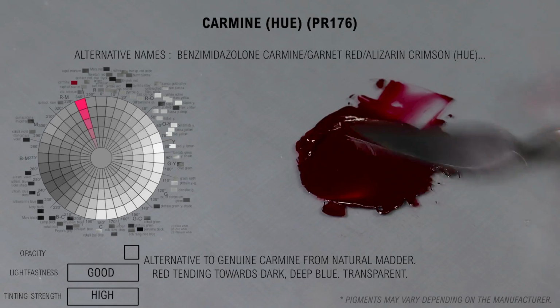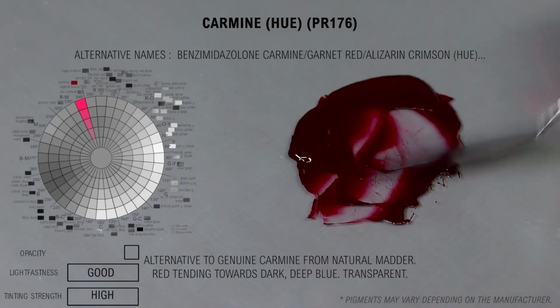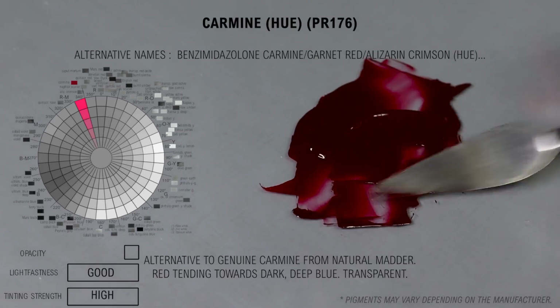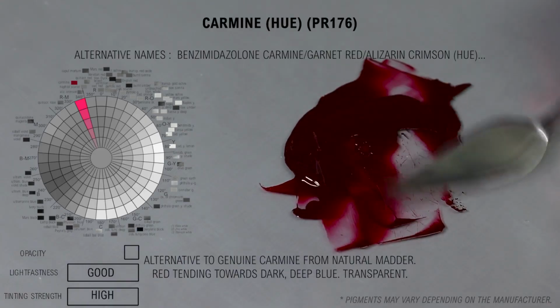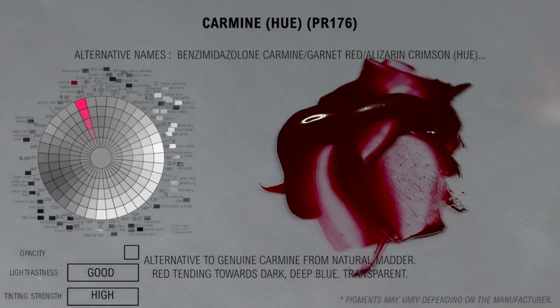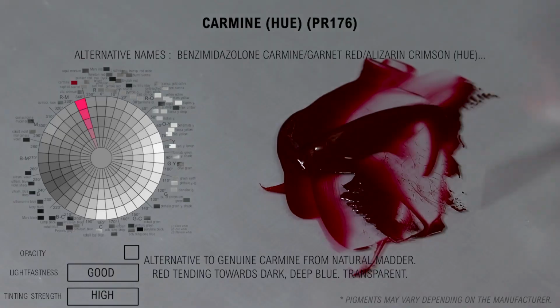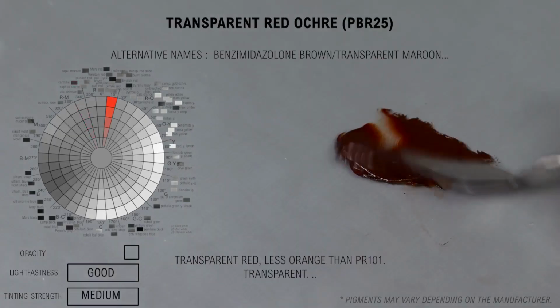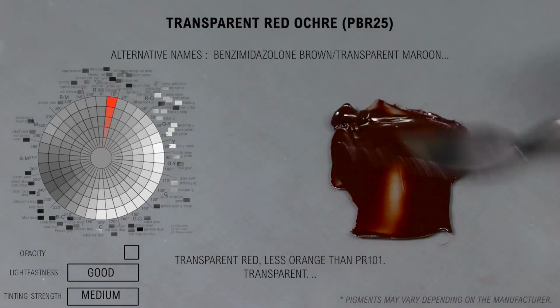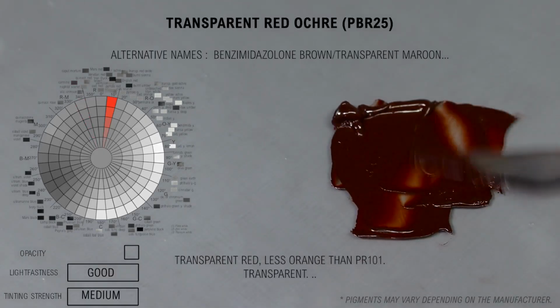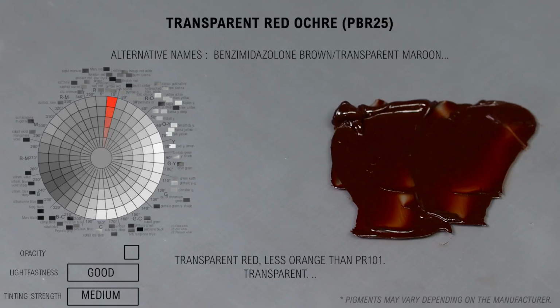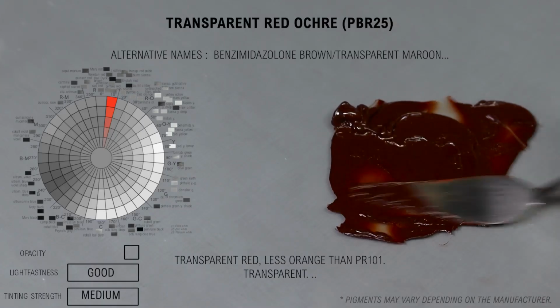This pigment is an alternative to genuine carmine from natural madder. It's a red tending towards dark, deep blue. It's a transparent and very profound pigment. Transparent red ochre is a transparent red, less orange than PR101. It's transparent and has an excellent light fastness.